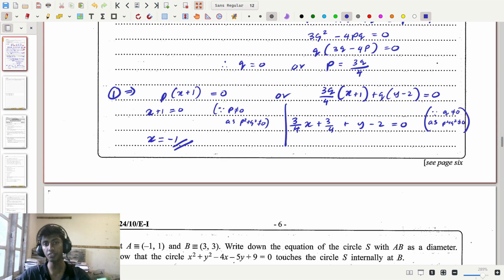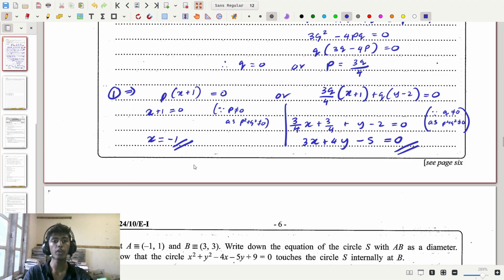And now that we've written the reason, we are justified in writing this, and we can see we could simplify this down, and we can do so by multiplying everything by 4. If we do so, we're going to get 3x plus 3 plus 4y minus 8, since 4 times negative 2 is minus 8. And the plus 3 and minus 8 gives minus 5, and therefore we could write this as being equal to 3x plus 4y minus 5 equals 0. And therefore that is our second line.